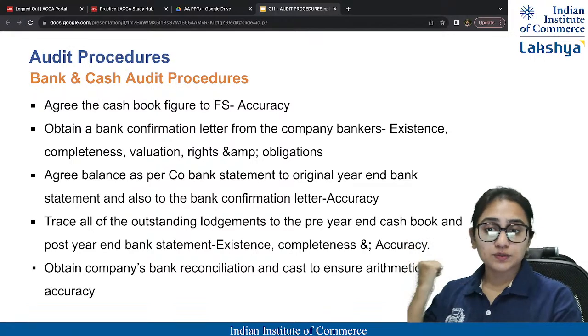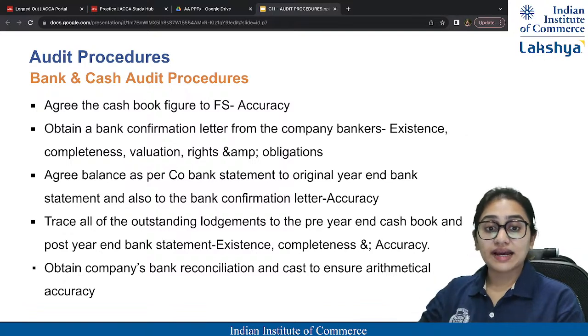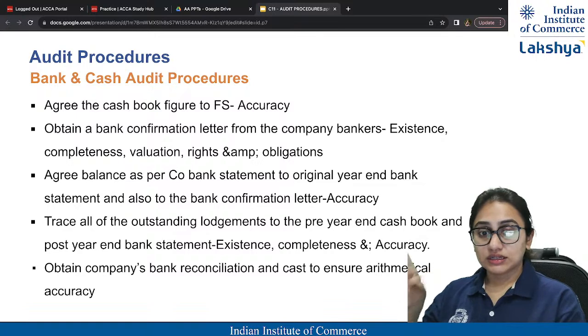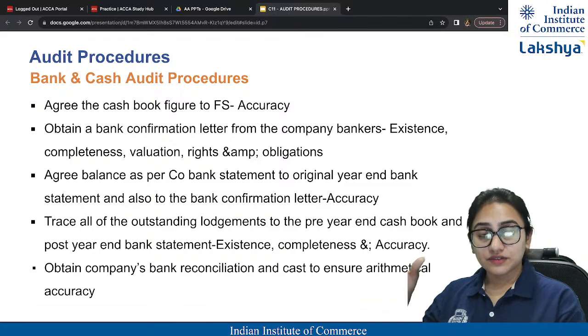Okay, now third procedure, agree balance as per the company bank statement to the original year-end bank statement and also the bank confirmation letter. Ideally, the balance in the balance sheet should agree to the bank confirmation letter. That is, if the company tells you that we have got a loan from XYZ Bank of 1 lakh, XYZ Bank should also say the same. So both should match. The company balance and the bank confirmation letter balance should match. And if they are matching, that will give you an idea of accuracy. That means the company's records are accurate.